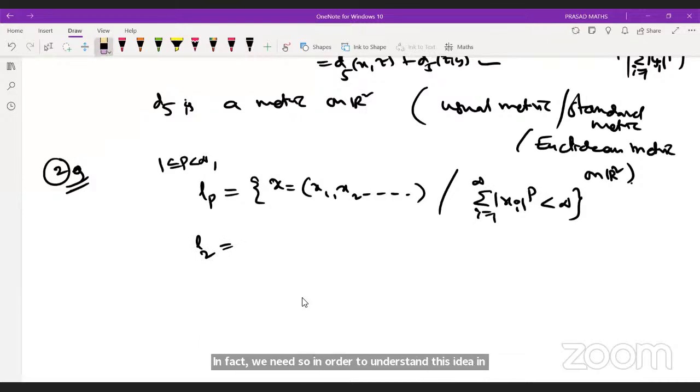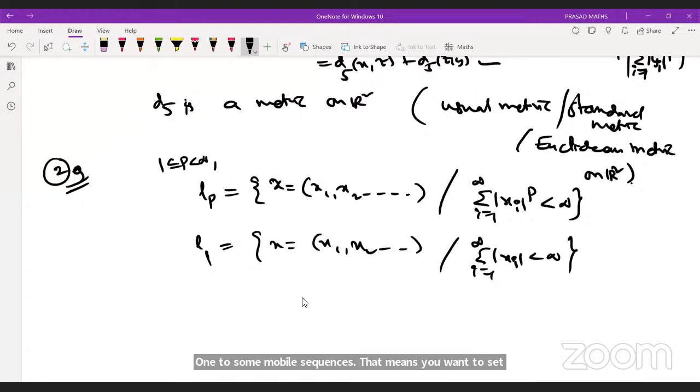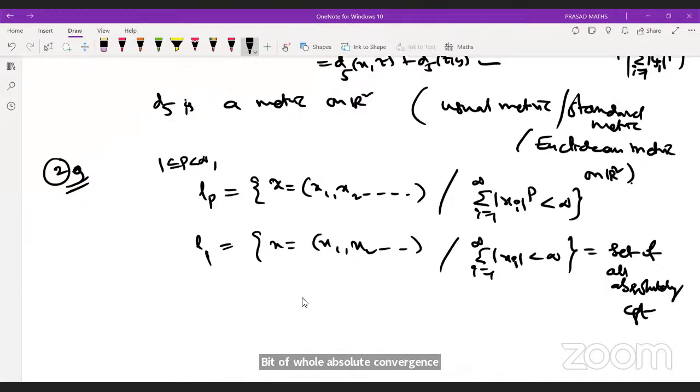if you take p equals to 1, what happens? This is L1. L1 is nothing but the set of all 1-summable sequences. That means the series is convergent, which means the sequence is absolutely convergent, because the modulus of xi is convergent. So it is the set of all absolutely convergent sequences.